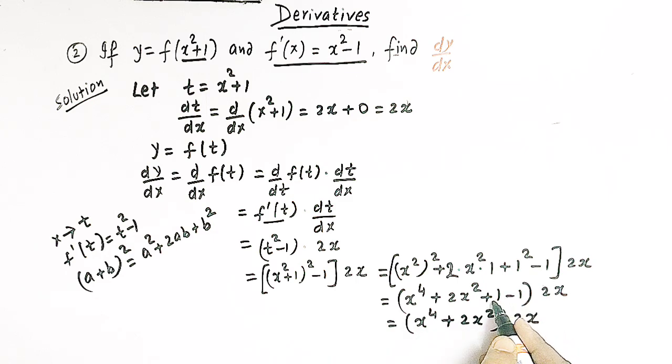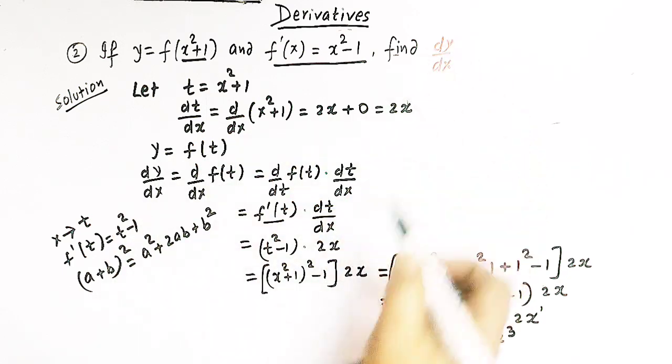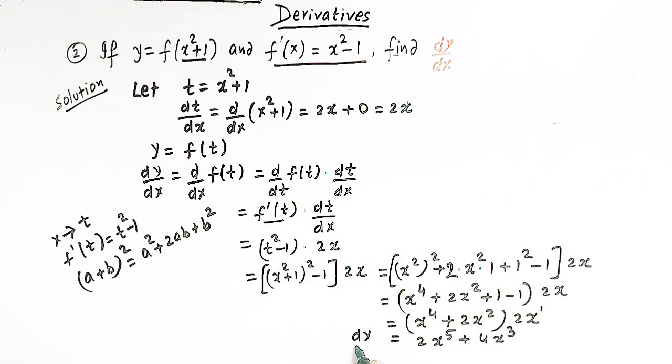So this is x raised to 4 plus 2x square, times 2x. The 1 and minus 1 get cancelled here, and now multiplying these two terms by 2x, we have 2 times x raised to 5, and 2 times 2 is 4, and 2 plus 1 is 3. So the derivative of y with respect to x is given by 2 times x raised to 5 plus 4 times x raised to 3.